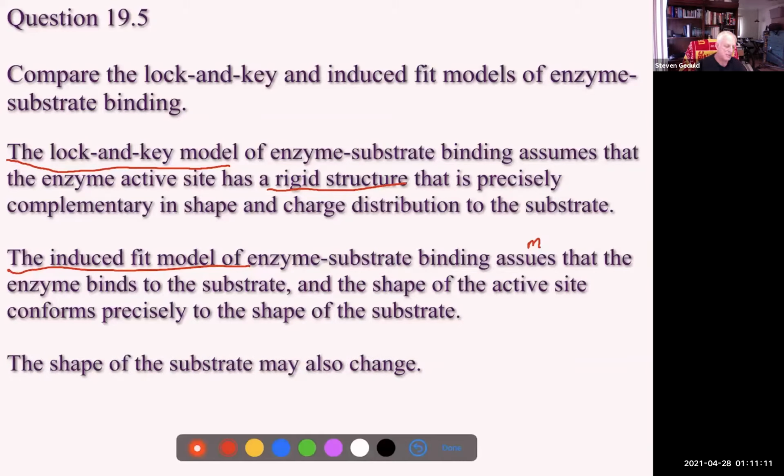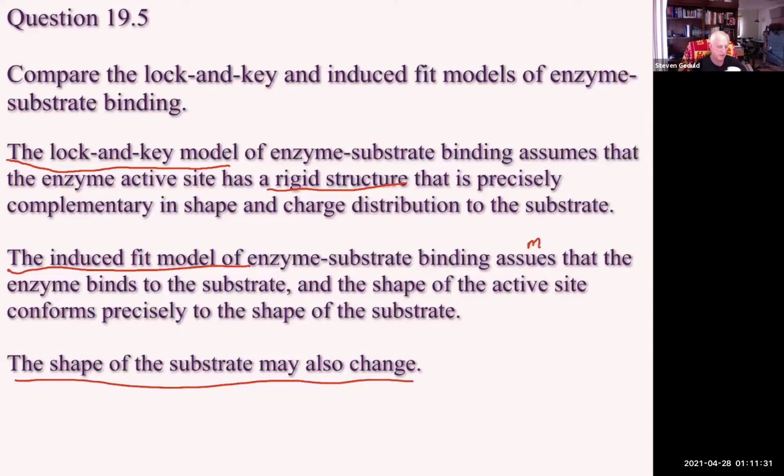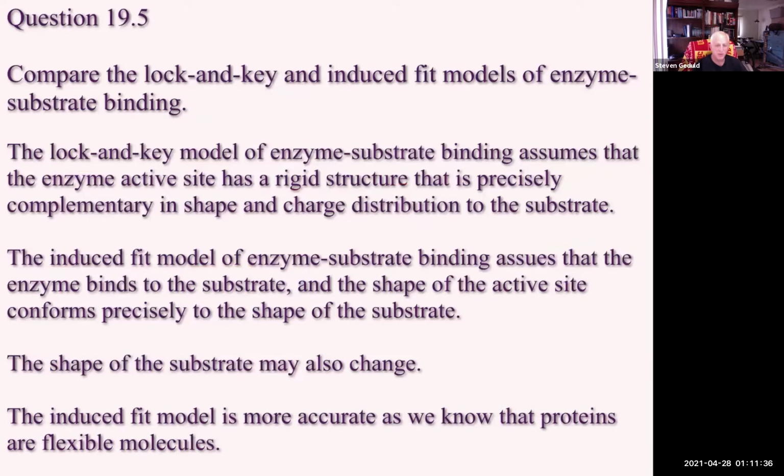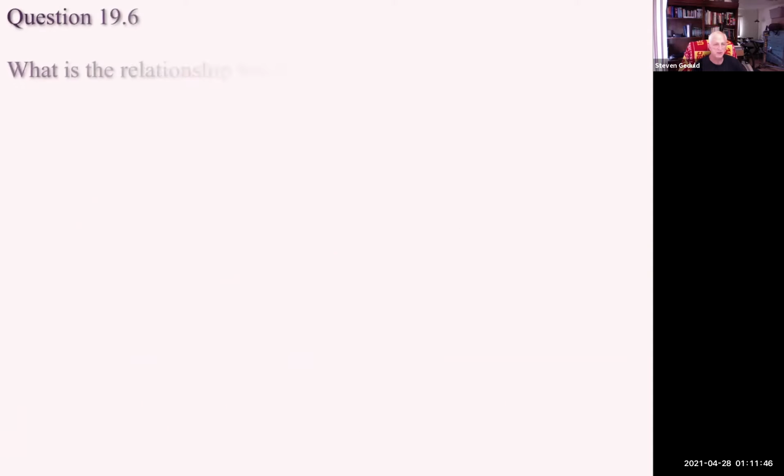So the shape of the substrate may also change when it bonds in the induced fit model. But they change, modifying one or the other, to make an induced exact fit. Whereas lock and key, they're rigid. They're not going to change. Induced fit means they can induce one another to change to match and form that enzyme substrate complex. The induced fit model is more accurate. We know that proteins are flexible molecules. We've seen by their structures, by how they bend and how they shape, and the bonds that hold them together.